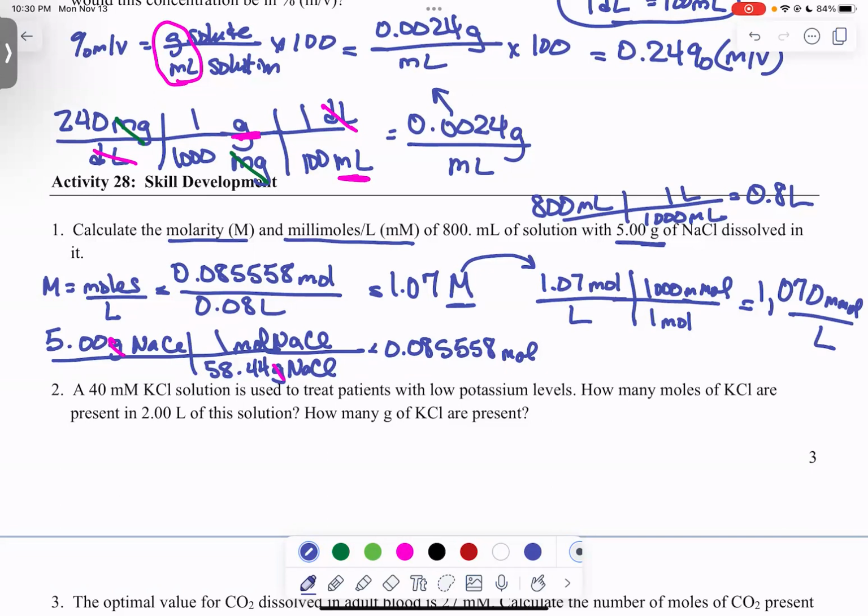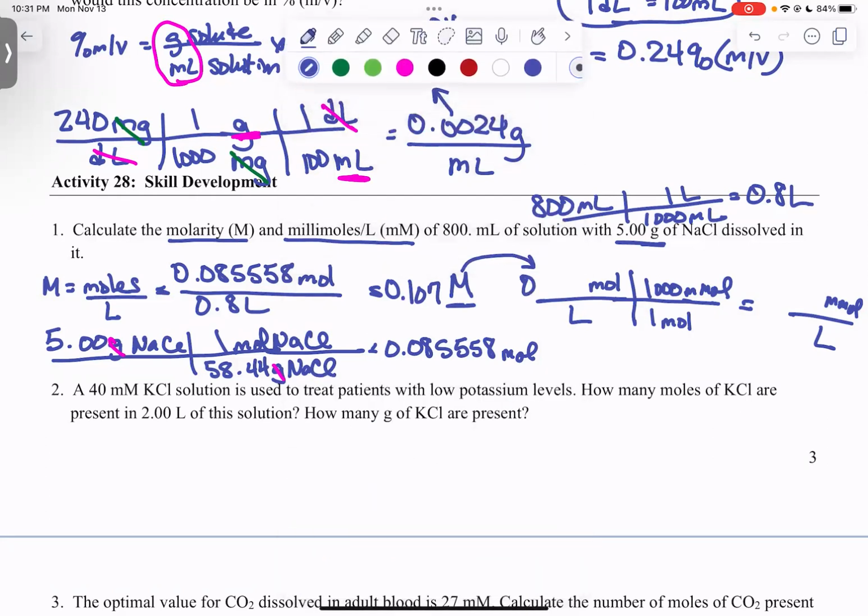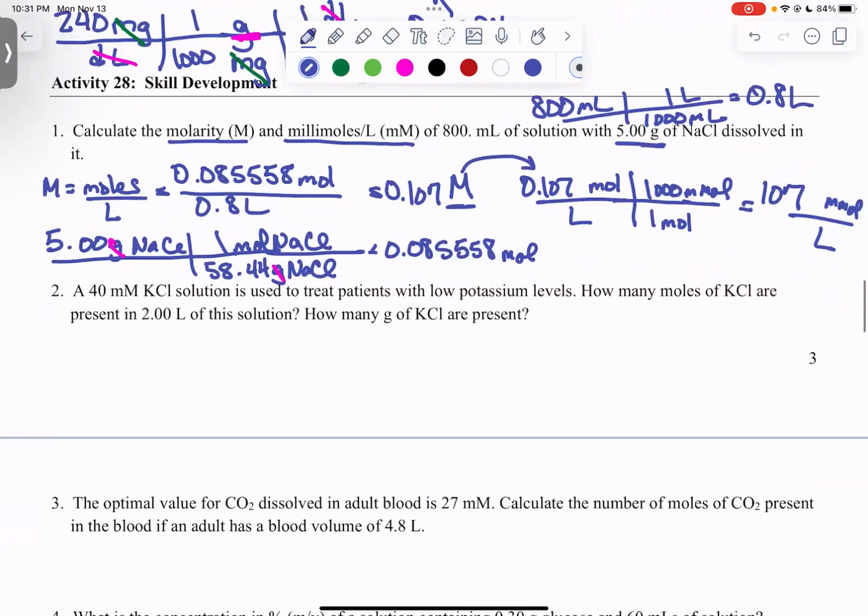And I did that wrong. I put an extra 0 in there. There's no 0 there. Okay, so then that will change these. Always double check. I was like, that's really a big molarity. Okay, so now 0.08555 divided by 0.8 gives me 0.107 molar, okay? And then 0.107 molar times 1,000 is going to give me 107 millimolar. It's still pretty big, but okay.